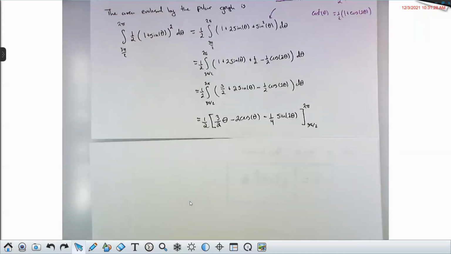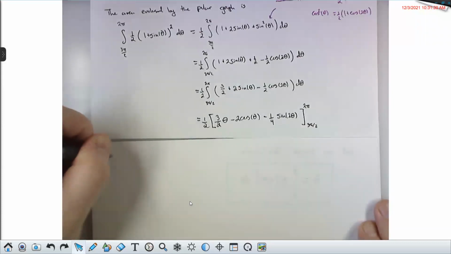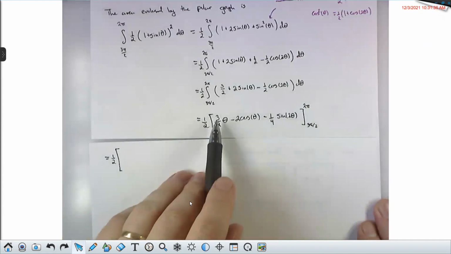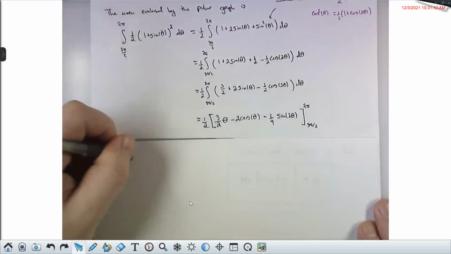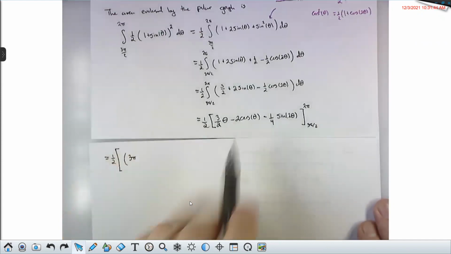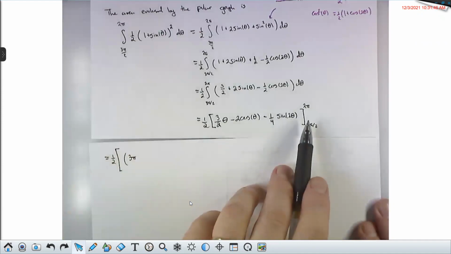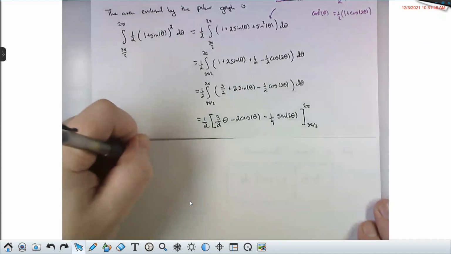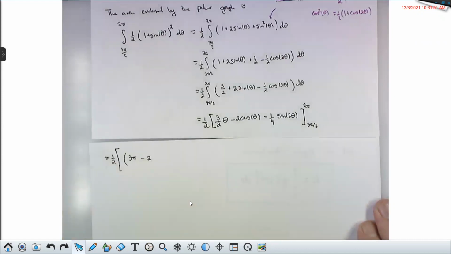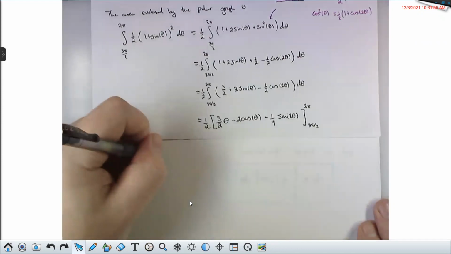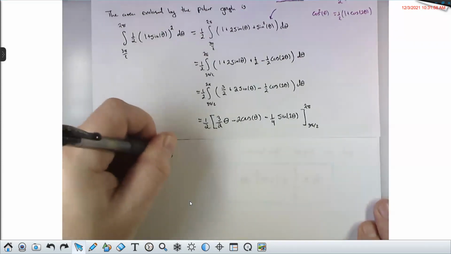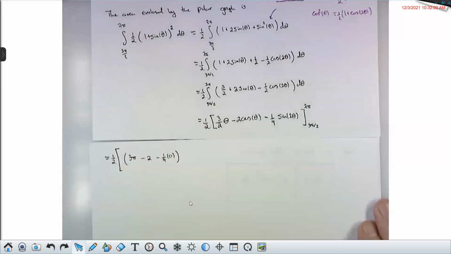Now, if I plug in my bounds, I'll continue over here. At the upper bound, 2 pi, I'll have 3 over 2 times 2 pi, which is just 3 pi. Minus 2 times the cosine of 2 pi. The cosine of 2 pi is 1. Minus 1/4 times the sine of 4 pi, which is 0. I'll write it as minus 1/4 times 0, just so we can see where pieces are coming from.